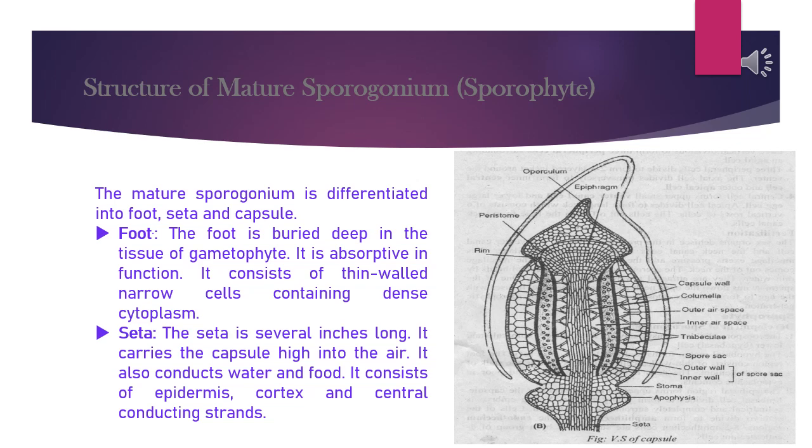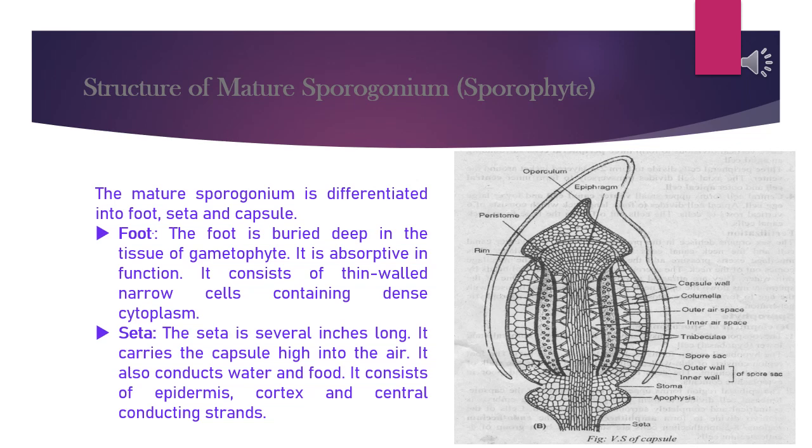So we have to study the mature sporophyte. As in the diagram, you can see that a mature sporangium is differentiated into different parts. The mature sporophyte is differentiated into 3 major parts. The first part is the foot. The foot goes very deep into the tissue of the gametophyte, and it is absorptive in function. It is the first and foremost part of the sporophyte, always attached to the gametophytic structure, and it helps in the absorption process.